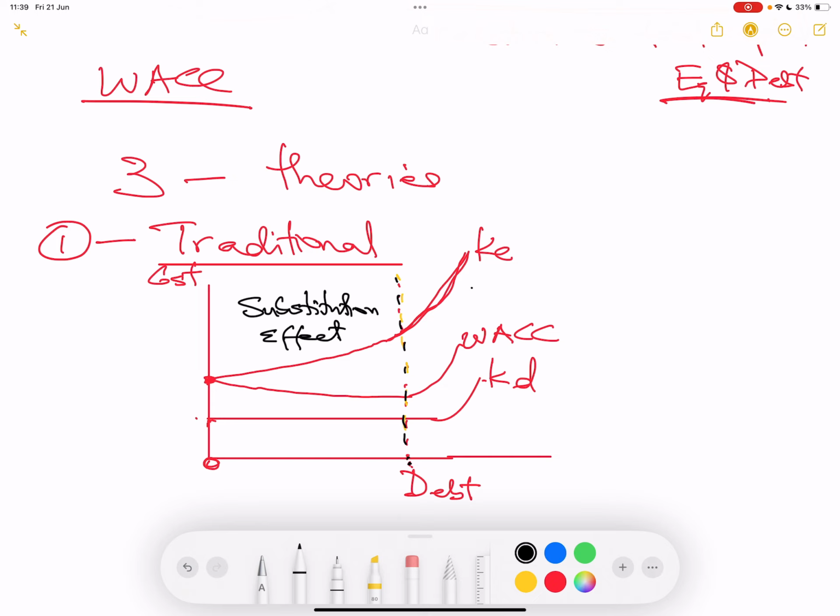And at this point, it is the financial risk, because at this point where there is financial risk, cost of debt has gone so high that WACC has also gone so high. And because of that, the cost of equity has also gone super high. So cost of equity gone high, cost of debt gone high, you expect WACC to also go high. So that is what traditional theory is talking about.